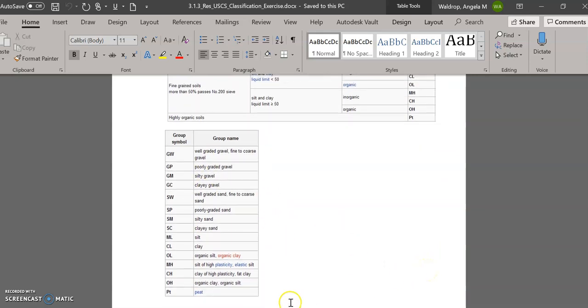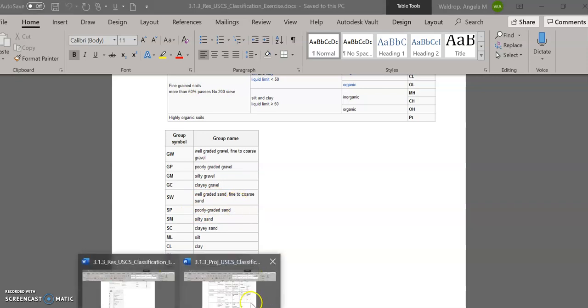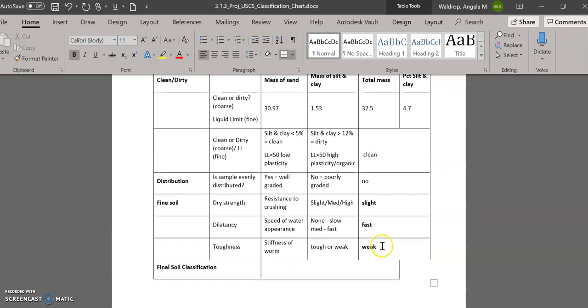Okay, SP, if we look at this chart, it says poorly graded, and SW says well graded. Now, since we have a poorly graded sample, so no, it's poorly graded, we're going to go ahead and write SP in that chart, and that is our final classification.